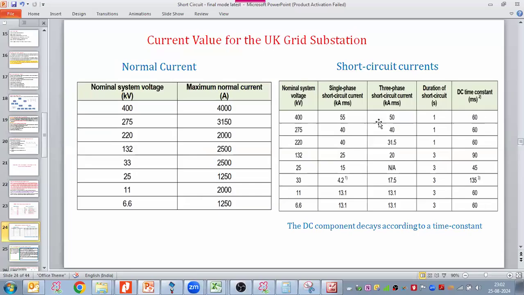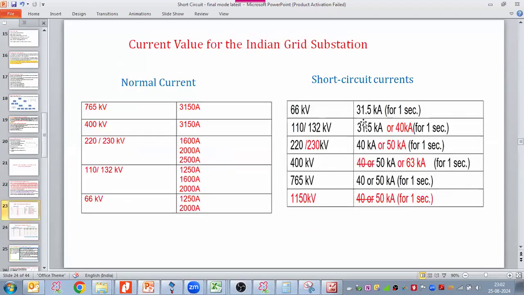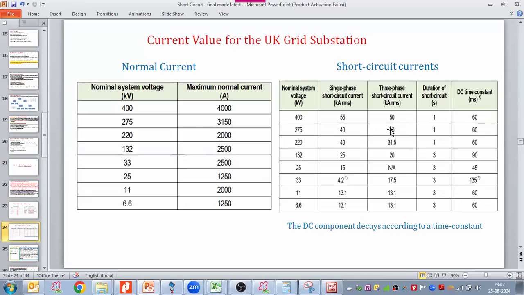Come to the short circuit current. So normal system voltage, single phase short circuit current, 3-phase short circuit current, duration of short circuit current, and DC time constant. See, these countries are very systematic about the regulations, about the grid managing. They will provide each and every data whenever any company works on their project. You can see here, we don't have information about the single phase short circuit current. We don't have any information about the DC time constant, but here we have all the information: the single phase short circuit current, 3-phase short circuit current, and DC time constant. What is the meaning of DC time constant?